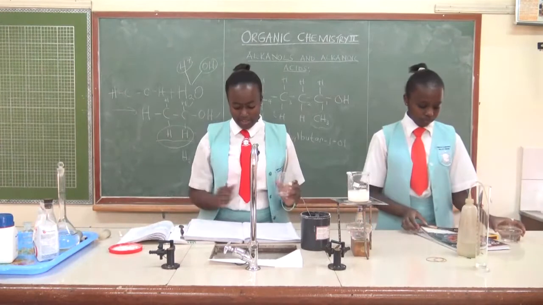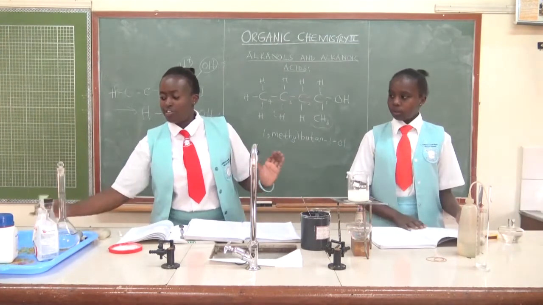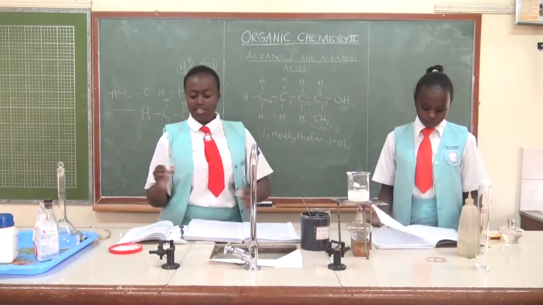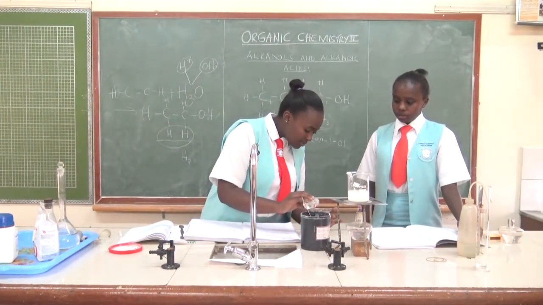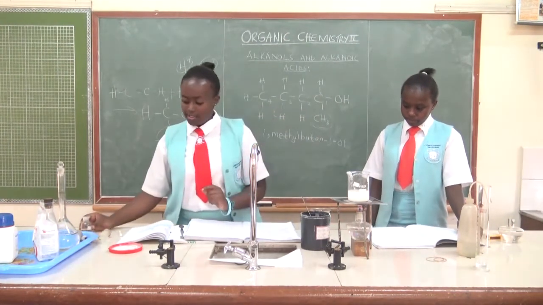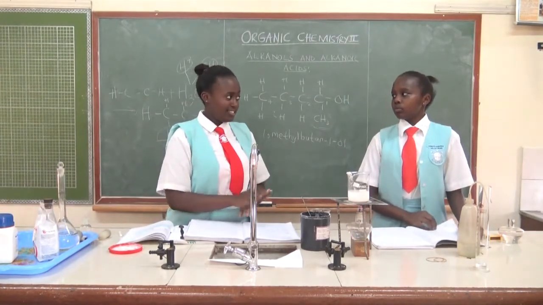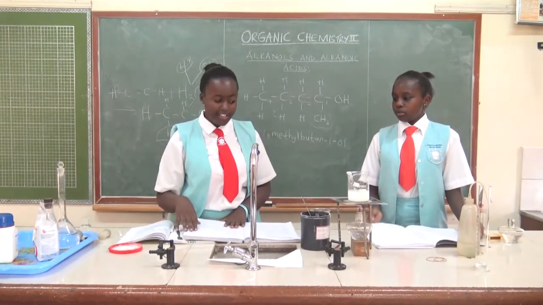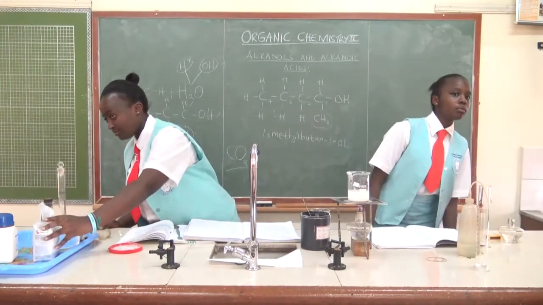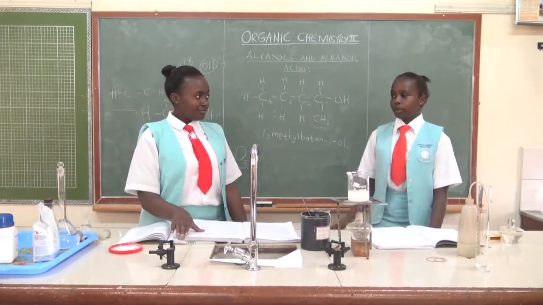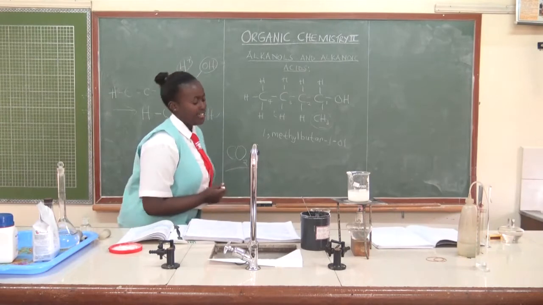Here we have ethanol in a beaker, and then we're going to add about 2 drops of concentrated sulfuric acid. We're going to handle this with care because it can burn. And then we're going to add ethanoic acid, and then warm the mixture. As she goes to get it, we're going to see what exactly happens.